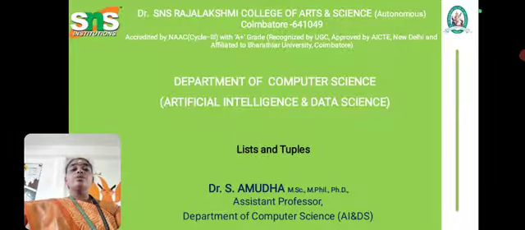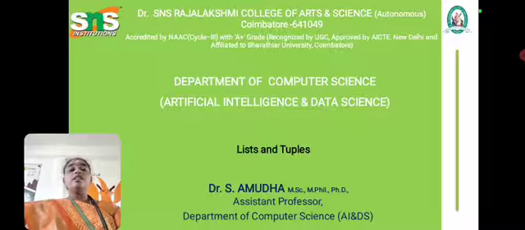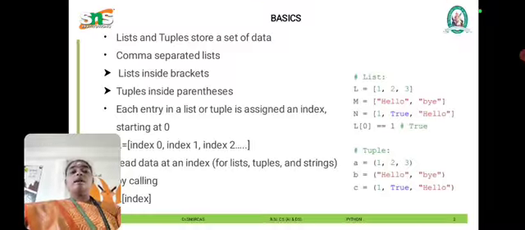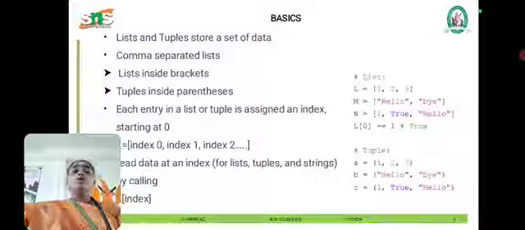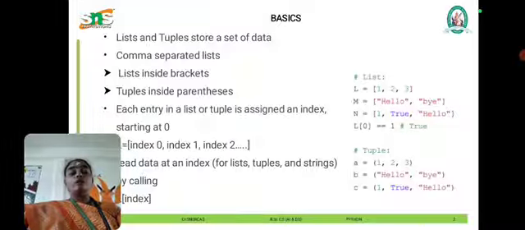Today we will discuss the concept of lists and tuples. A list and tuple is a collection of similar items. Both lists and tuples are groups of elements, and each element is separated by a comma. A list is inside brackets, while a tuple is inside parentheses. That is the main difference between a list and a tuple.